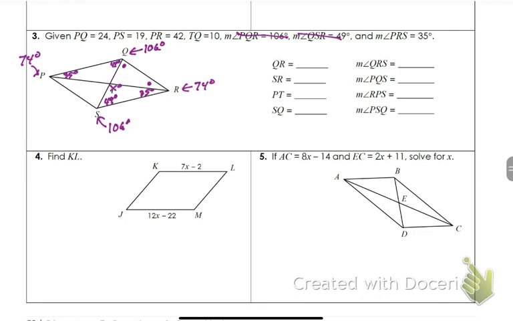So let's say I asked for that angle. I would just do 180 minus 49 minus 35. So that will get you every single angle in here. Is that good enough? All right. Anything else?